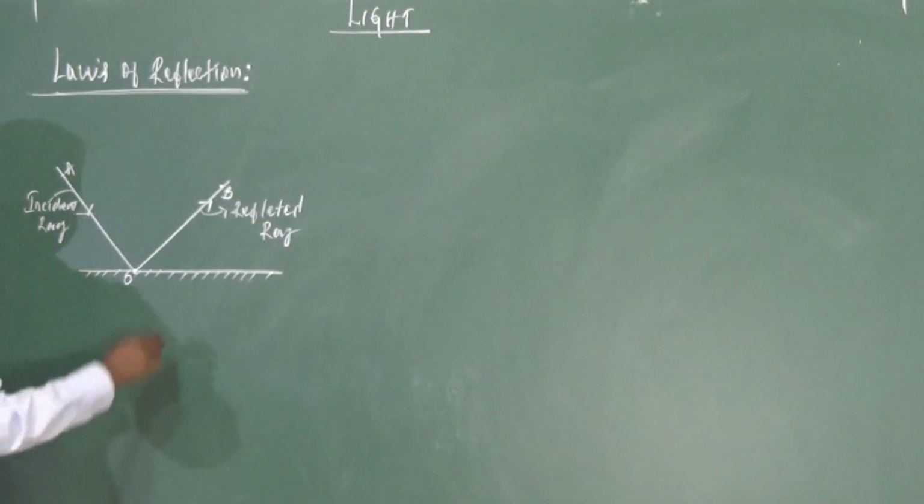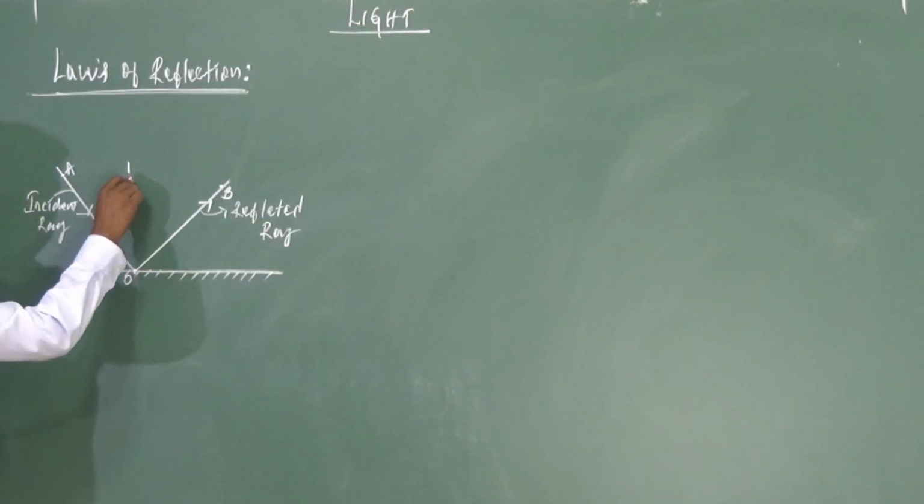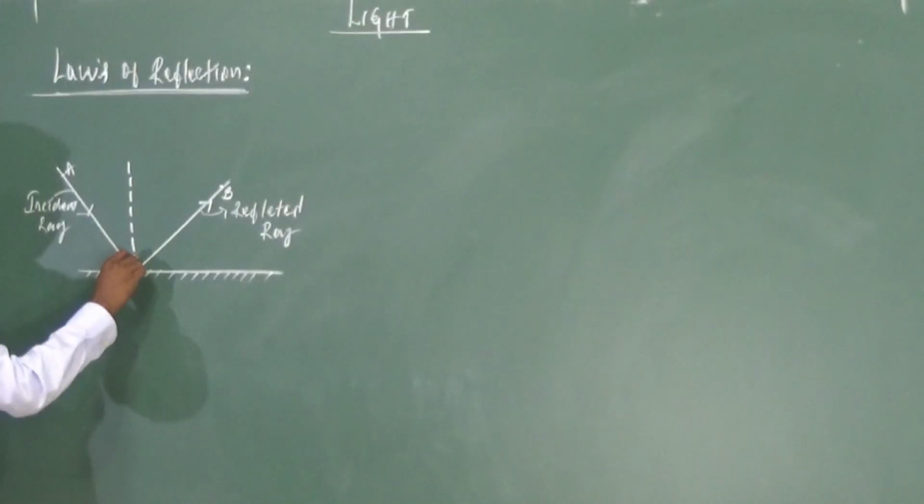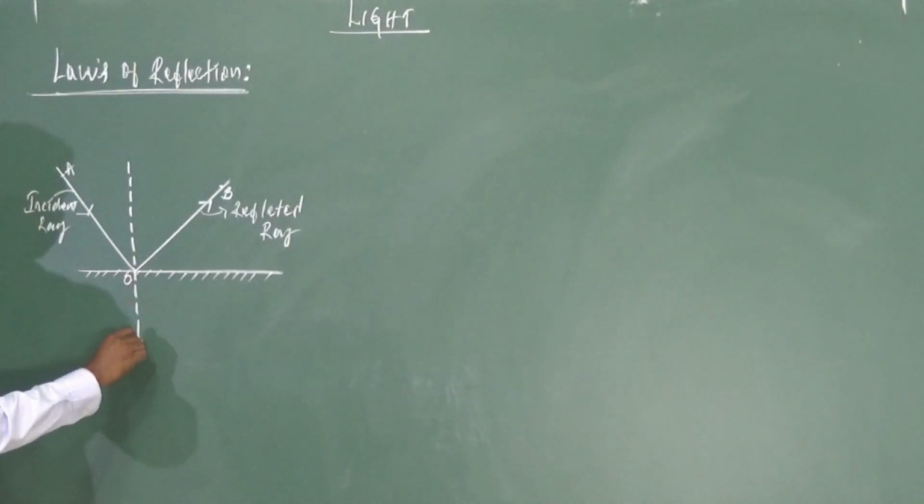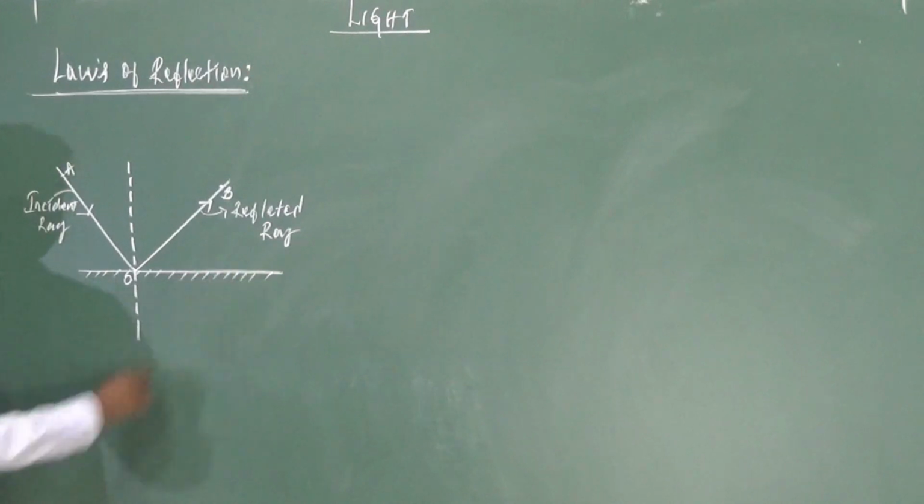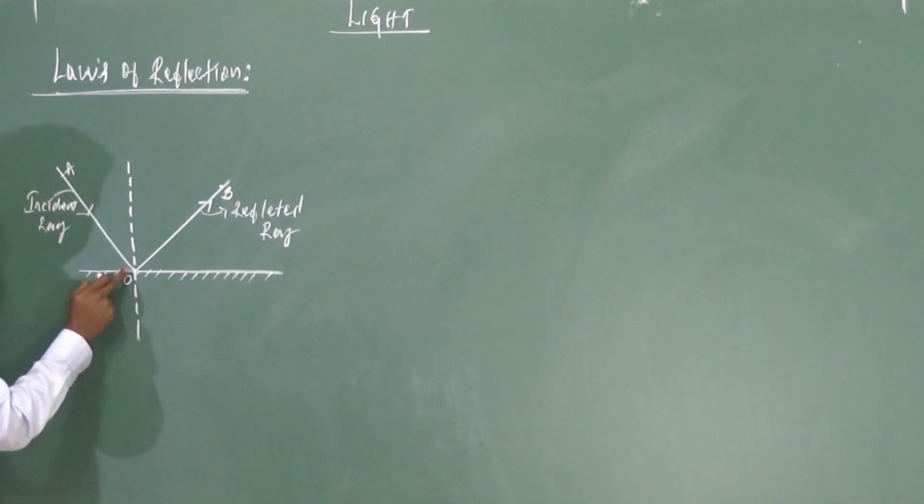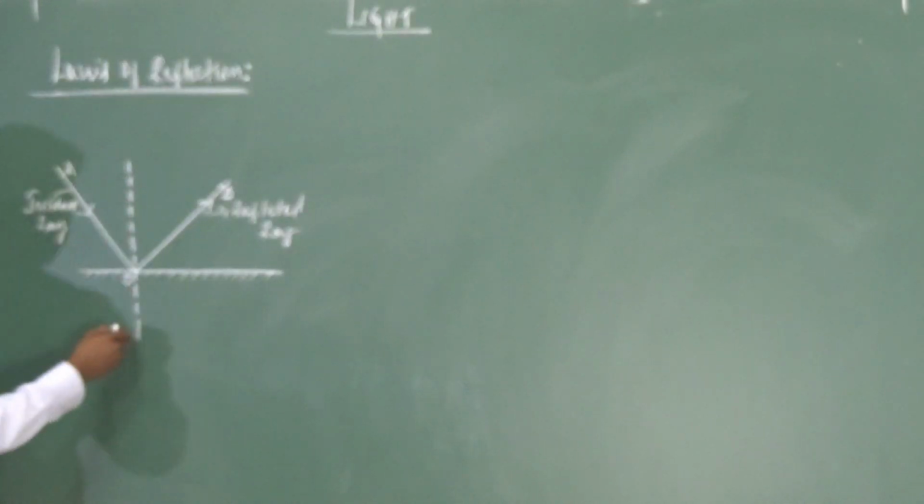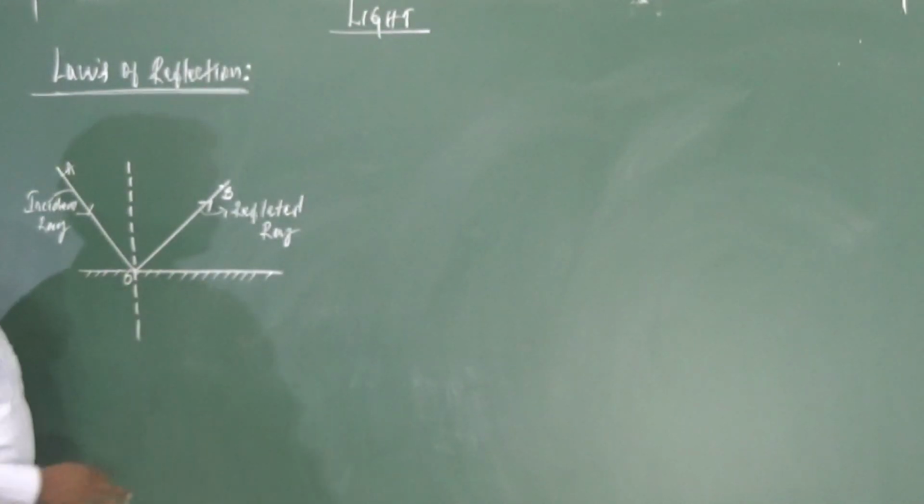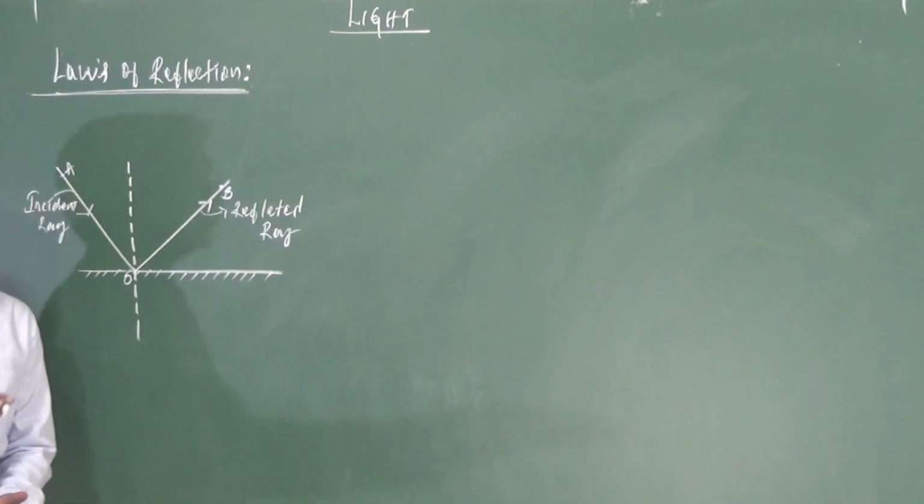So now we draw the normal at the point of incidence. It's not the normal ray, it is the normal at the point of incidence, which is perpendicular to the mirror. So here we can see that the incident ray, the reflected ray and the normal at the point of incidence all lie on the same plane.